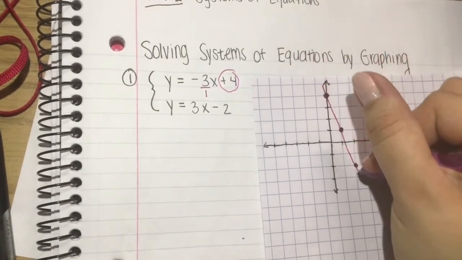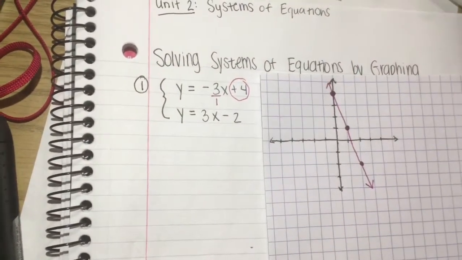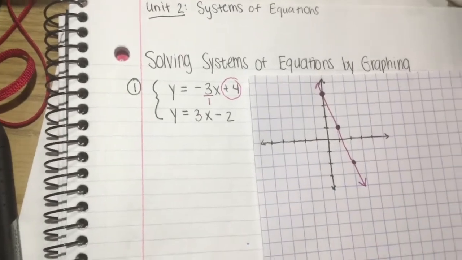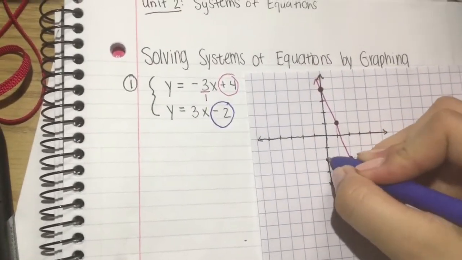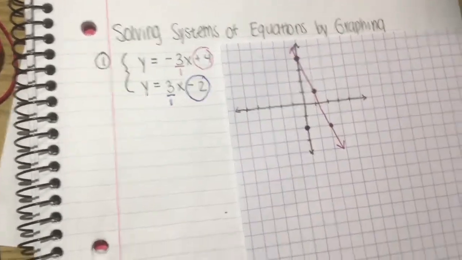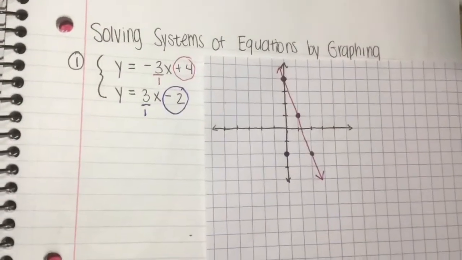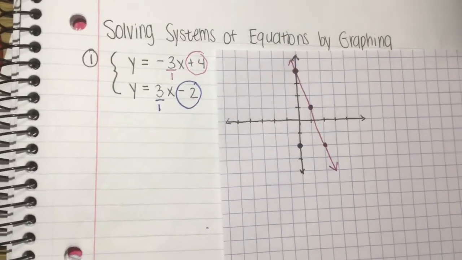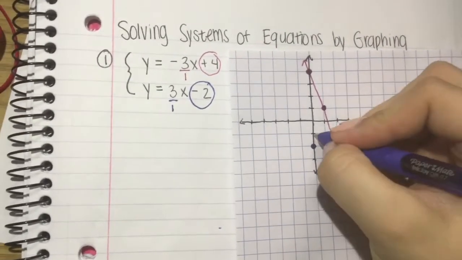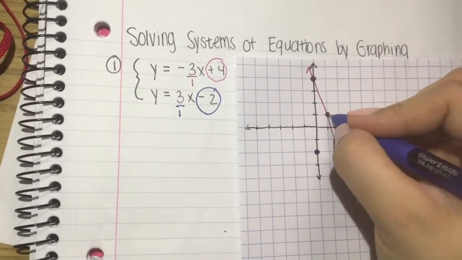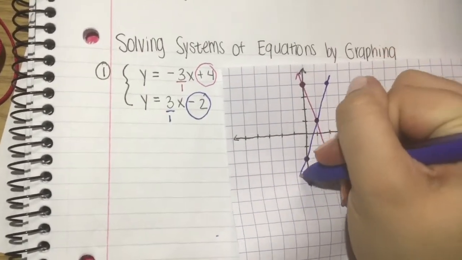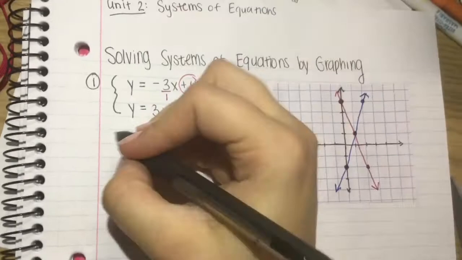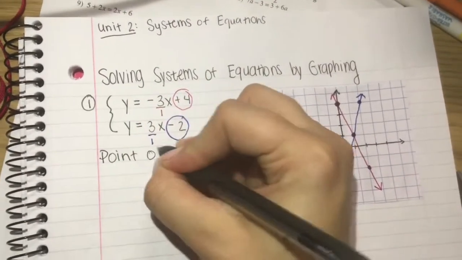I have made a video before on graphing lines, so if you need to go watch that real quick, go watch it. For this second equation, I'm going to plot this first point at negative 2 because that's my b value, and then I'll use this positive 3 over 1 slope to go up 3 to the right 1. So notice how my two lines intersect at a point. That point is called the point of intersection.